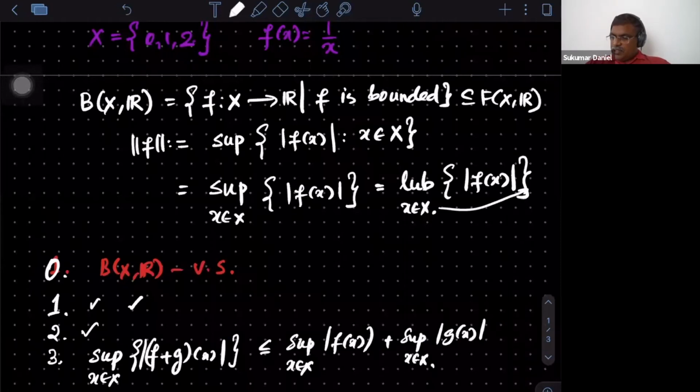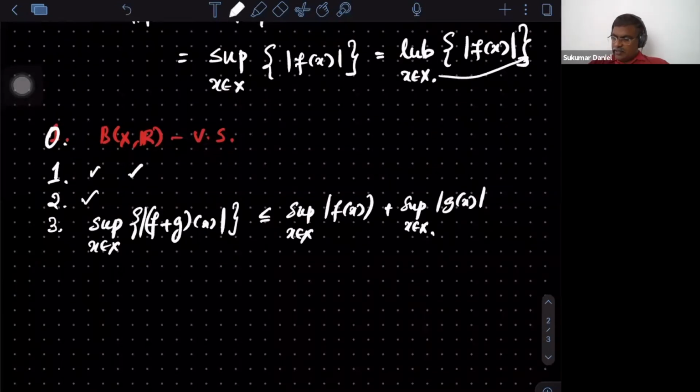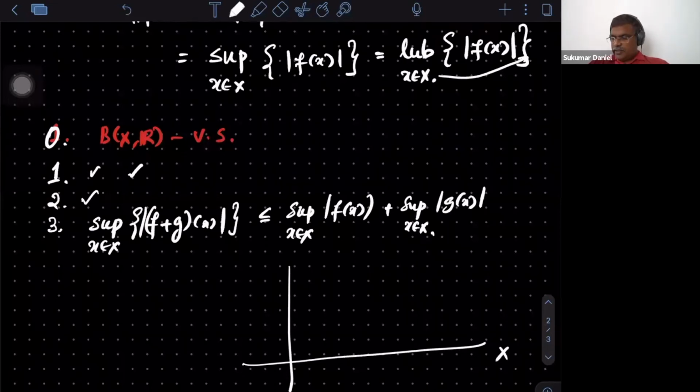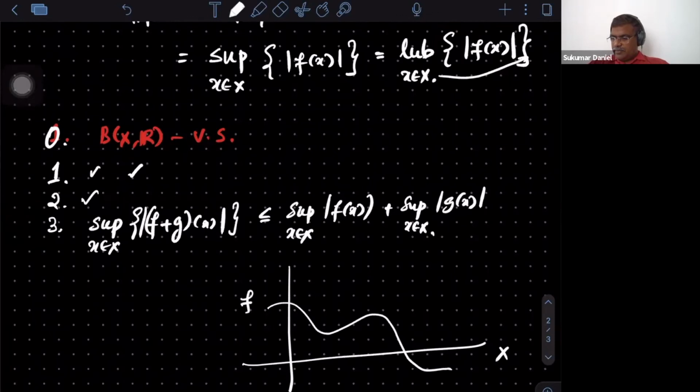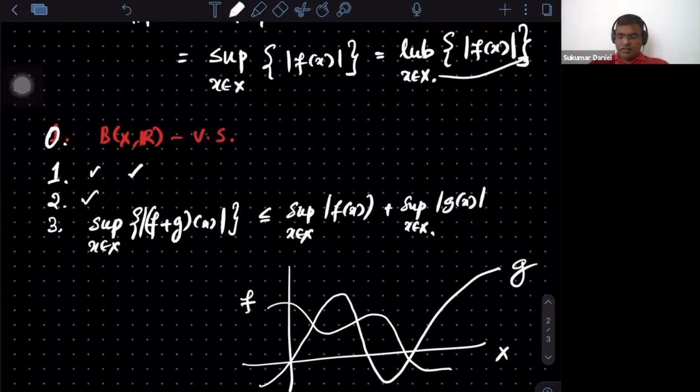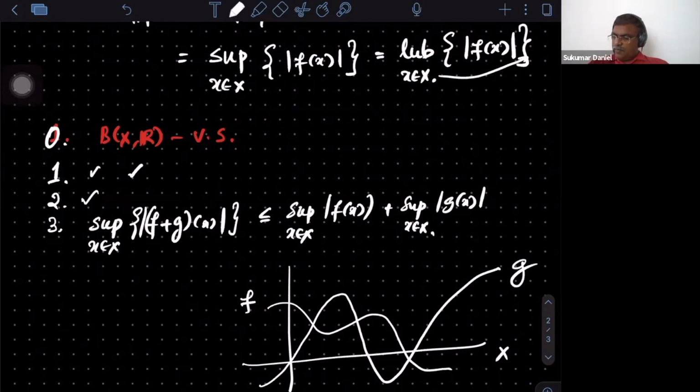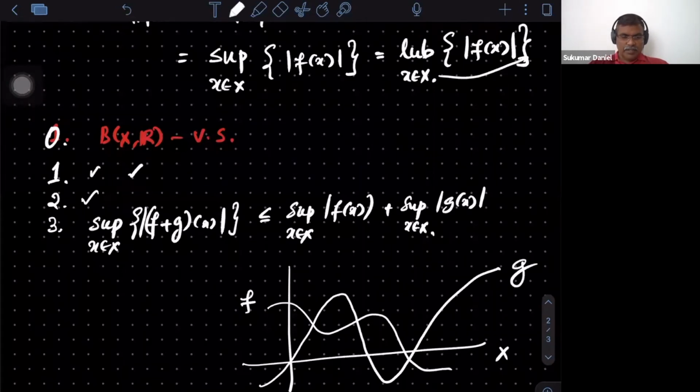So I give you just a picture and see whether it makes sense. This is my set X. I have this function, this is my f, and then this could be my g. What is it that we are trying to find out geometrically? Also you try to understand.